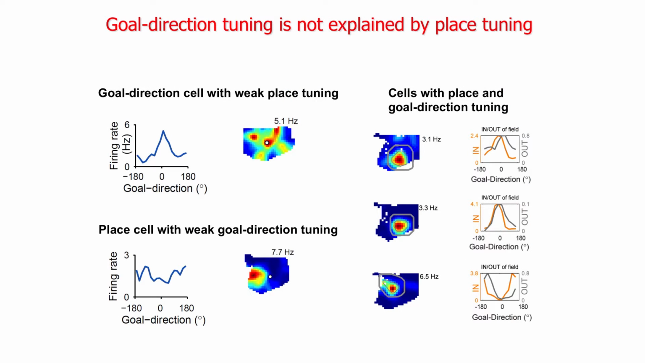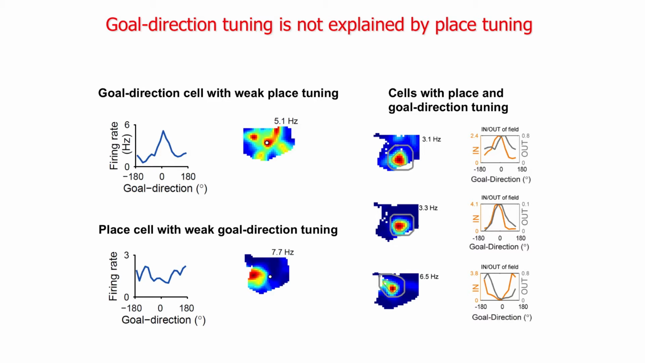So the goal direction tuning is not explained by place tuning. I don't have enough time to explain all the analysis we did to show this, but just to illustrate. First of all, you see neurons with clear goal direction tuning, but with very weak place tuning, like this one. Of course, we also see the converse, so rest assured that we see plenty of place cells. In fact, there are about double the number of place cells than of these goal direction cells. So we have neurons like the one on the bottom that are tuned to position, but not to goal direction, but there are also ones like those on the top. And there are a lot of cells with a conjunctive tuning to goal direction and to place, like this one.